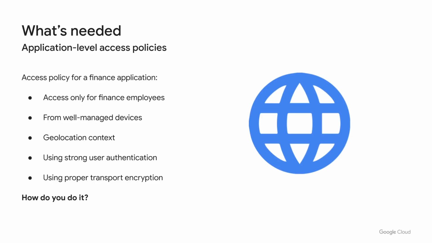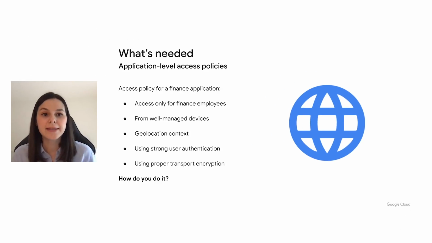Let's look at a different approach in order to achieve this. How could we redesign a different model of access for current demands? Let's take a finance application as an example. Ideally, we'd only like to provide access to these applications for finance employees only. Secondly, we'd like to ensure access only from devices which are managed and have a proper security posture in place. Also, I'd like to take into account context signals like the location I'm signing in from as a finance employee.